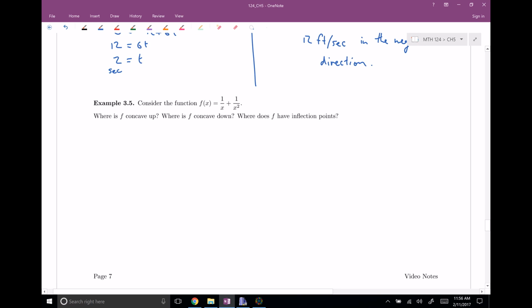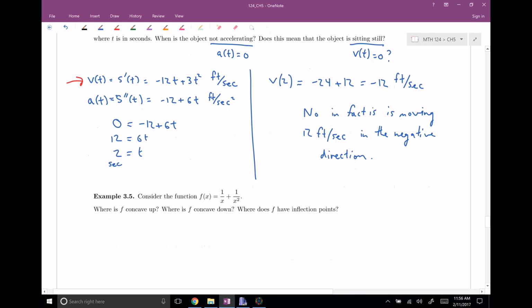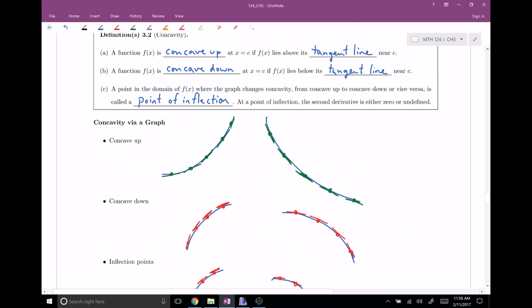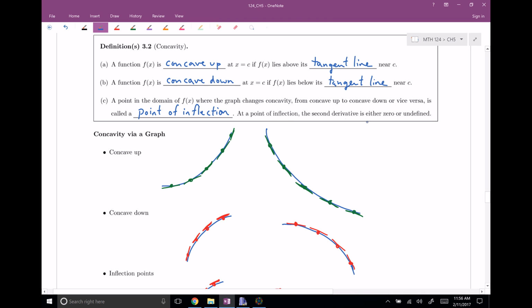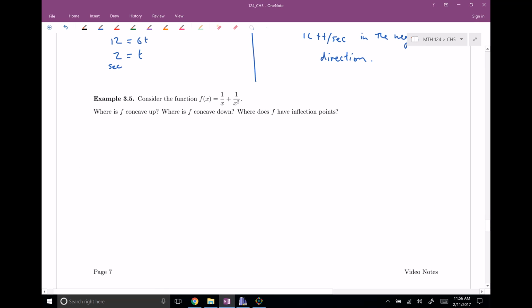Let's try a little more complicated one. The function 1 over x plus 1 over x squared, we want to know where is this concave up, where is it concave down, where can we find inflection points? So remember, at a point of inflection, the second derivative is either 0 or undefined. A lot of what we're going to do follows similarly to what we did in 5.1 with critical points, but now we're going to do second derivatives. Let me show you what I'm talking about.